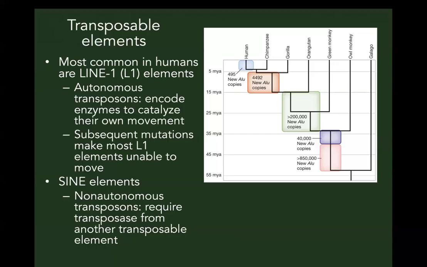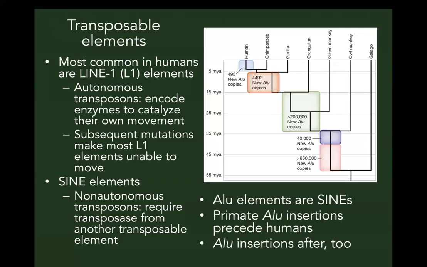So SINE elements are non-autonomous transposons, and so they require an enzyme called transposase from another transposable element to allow them to be catalyzed to move. So we can see here, looking at the history of primates, that we have acquired a bunch of very specific elements called ALUs. There are more than 850,000 ALU copies within the primates. Humans alone have 495 that our nearest ancestors did not.